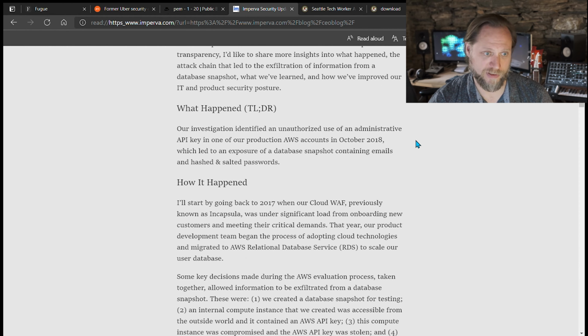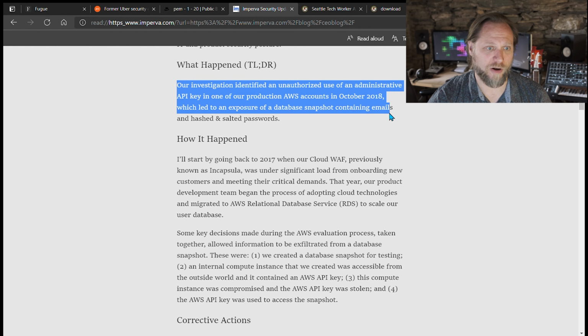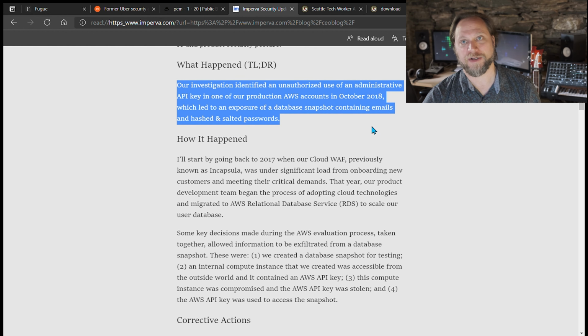So what happened? The TLDR, their investigation identified an unauthorized use of an administrative API key.